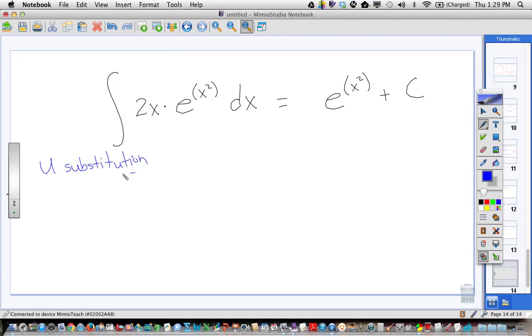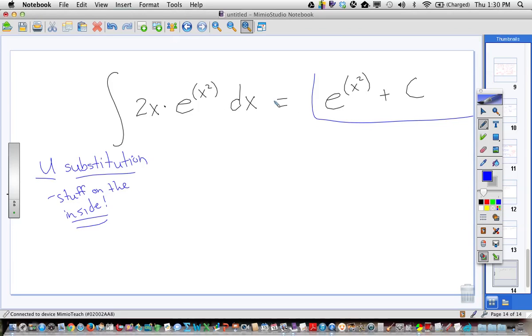U substitution allows us to do these chain rule problems, which, what does chain rule mean? Stuff on the inside. When we have stuff on the inside, that's where this method is going to come in handy, and that's pretty important because almost every function we deal with has something on the inside. Okay, and here's how it's going to work. I'm going to go ahead and do it on this one, even though we already know what the answer is.